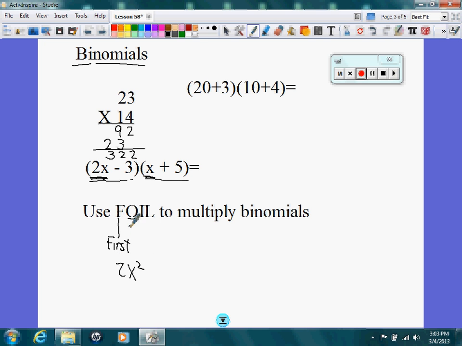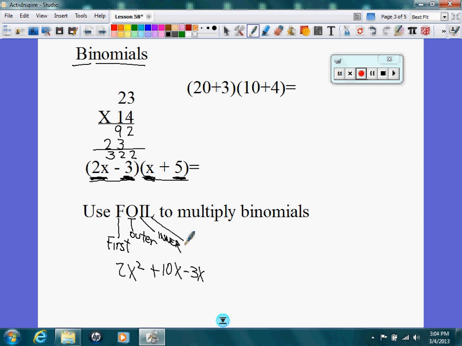The O means outer. Okay, here's the outer term of this binomial. Here's the outer term of this binomial. So 2x times 5 would be plus 10x. And the I stands for inner, I-N-N-E-R. Okay, here's the inner term of this binomial. Here's the inner term in the middle here of this binomial. So the product of minus 3 and x is minus 3x.